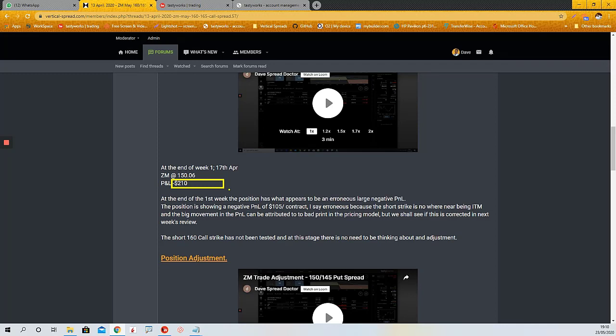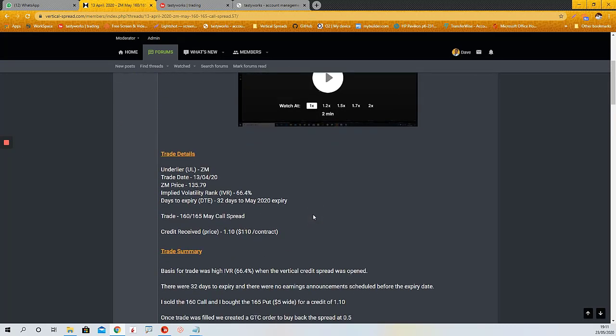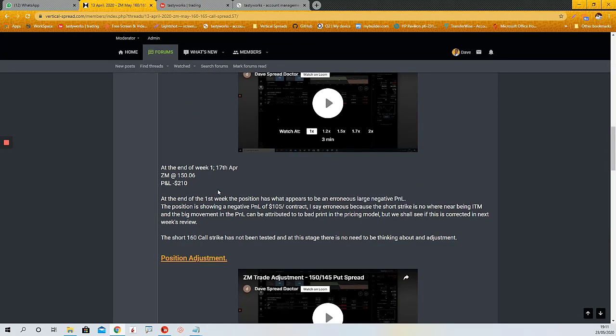My short strike is 160, so still $10 away. But this stock is so volatile, the market makers move the spread aggressively. So with the market at 150, my short strike is still $10 out of the money. So my short strike at this stage had not been tested, and there was no need for me to think of making any adjustment to the position just yet.